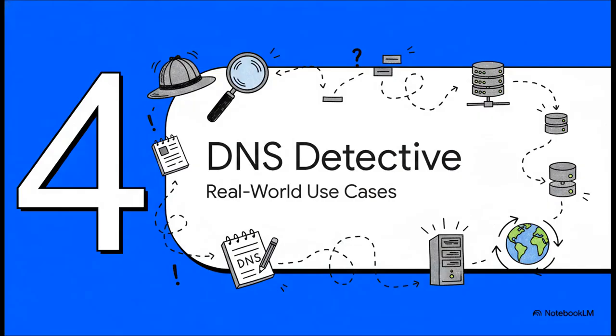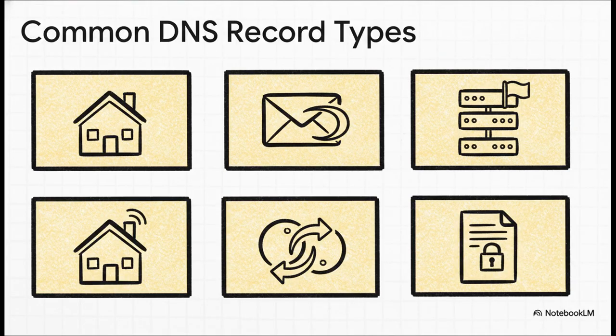All right, theory's over. We've got the tools. Now it's time to put on our detective hats and solve some actual real-world mysteries using everything we've just learned. These right here, these are the clues we're going to be looking for. The A record is your bread and butter, the basic address. MX is all about email. But TXT records? Oh, that's where you find all sorts of juicy security information, as we're about to see.